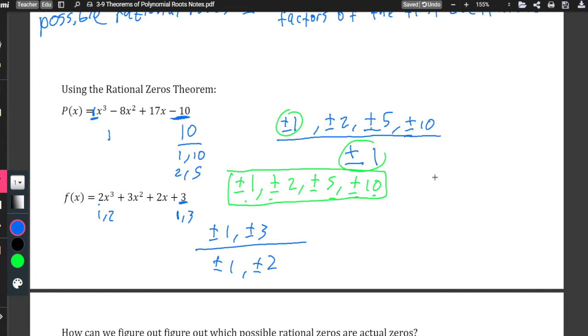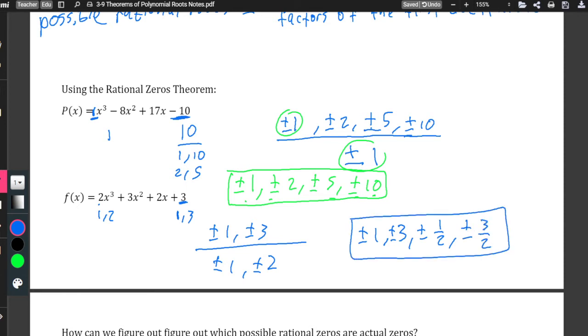So to get our possible roots, we do our combinations. 1 over 1 is 1, so we'll have plus or minus 1. 3 over 1, so we'll have plus or minus 3. Then we'll have plus or minus 1/2, and plus or minus 3/2. That is all of our possible rational roots.